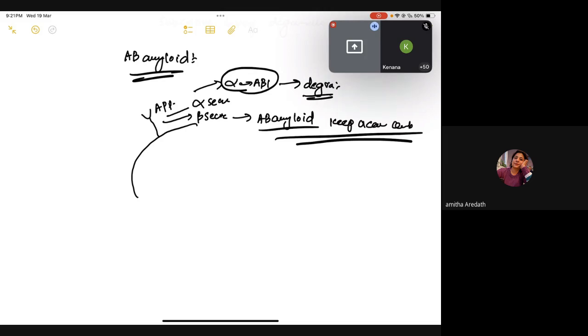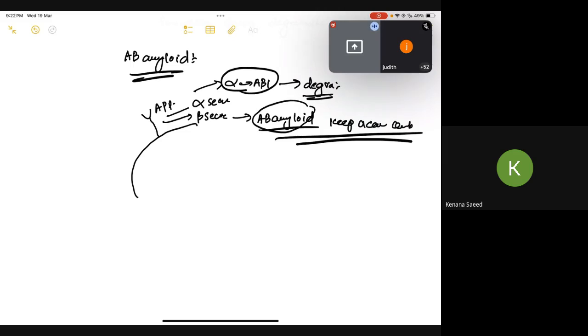Is that clear? Okay, let me repeat it again. We have a receptor APP, that is amyloid precursor protein, and we have two kinds of enzyme. Normally, alpha secretase converts it into the alpha configuration, and you can easily remove it from your central nervous system. But if beta secretase acts on this receptor, it leads to formation of A beta amyloid, which keeps building within your central nervous system. The side effect is destruction of your gray matter, especially in your subcortical areas, which leads to dementia. Is that clear now?